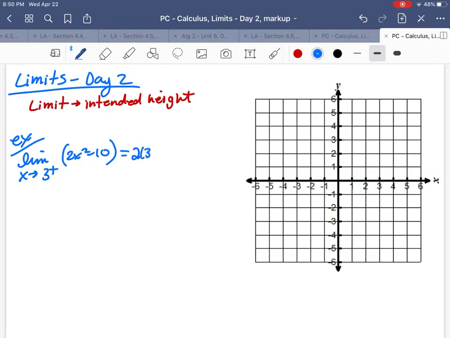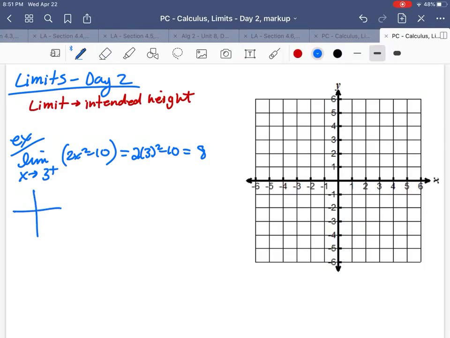All I have to do is plug in 3. So 2 times 3 squared minus 10. Just because it has that little plus sign there doesn't mean that you can't just plug in 3. And so I get 9 times 2, so I get 18 minus 10 is 8. Okay? So just remember that. It doesn't have to be special.